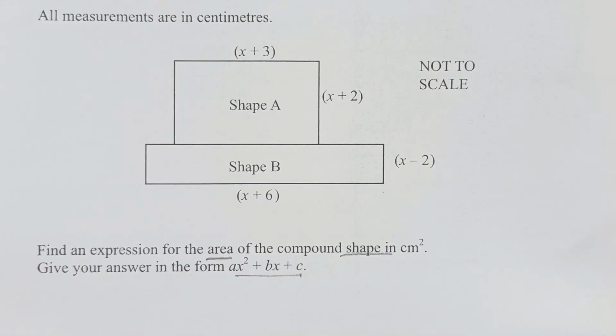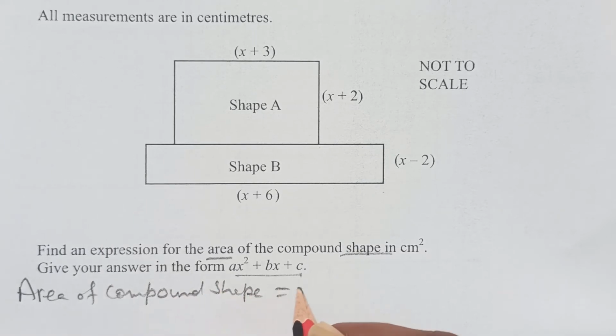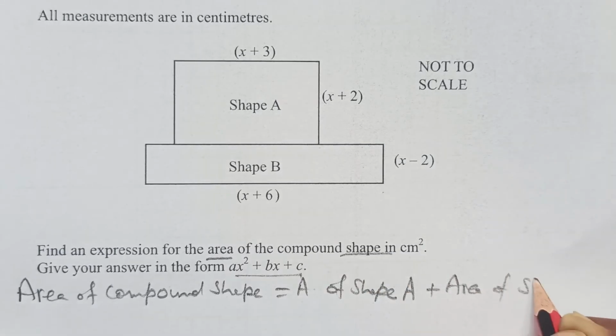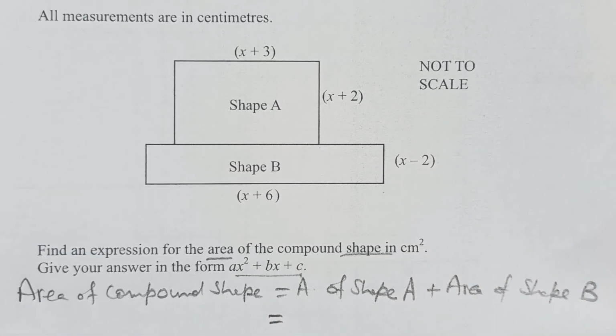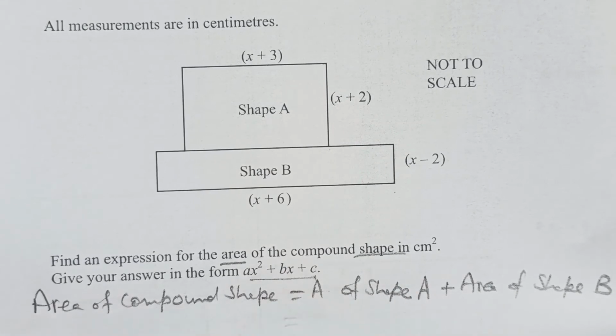So first of all, we will need to find out the area of the compound shape. Area of compound shape, that means area of shape A plus area of shape B, right? Area of shape A. Now look at shape A. It is a rectangle. So the rectangle's area will be length times width, right? So let me just write it down here.